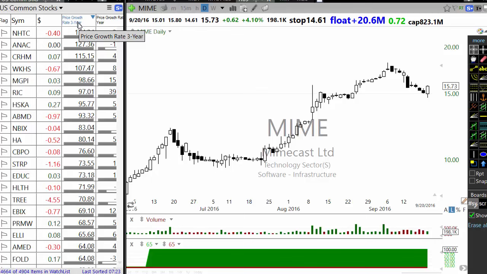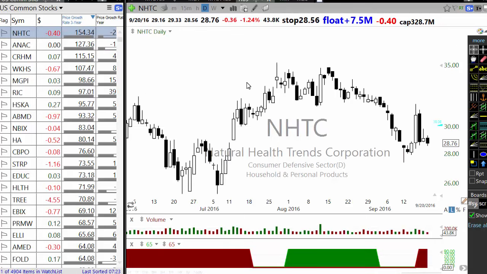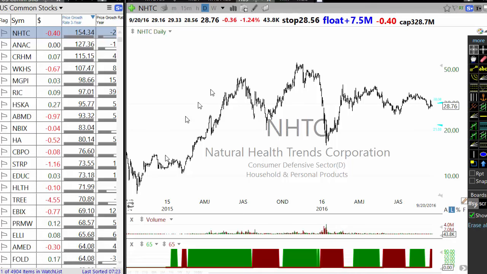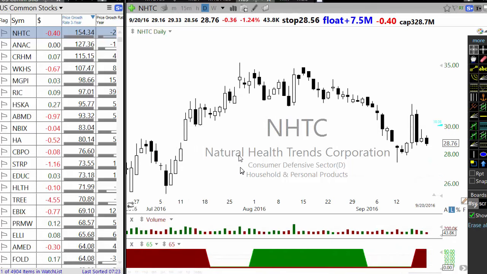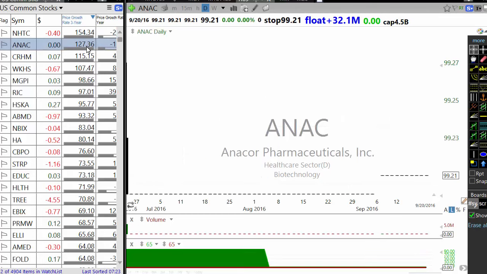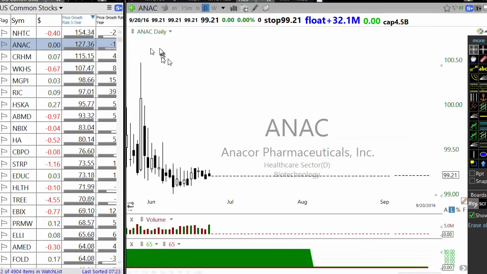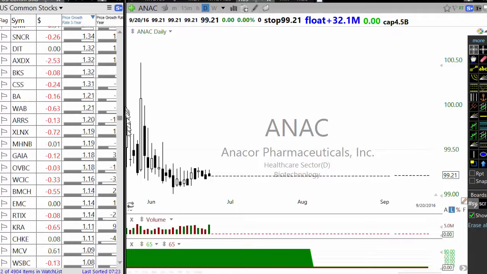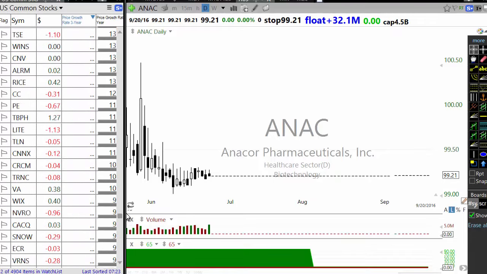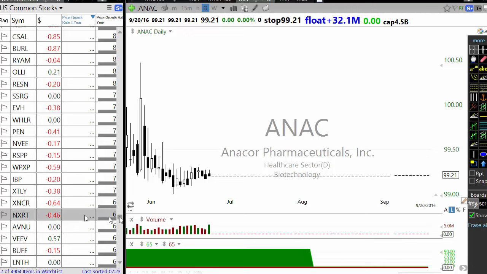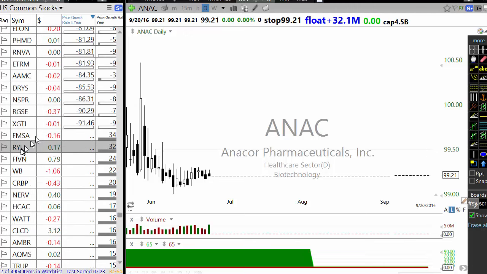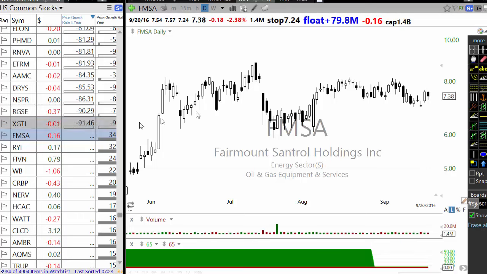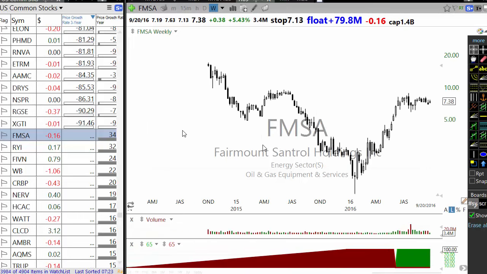Now in order to find price growth rate 3 years, where this is the stock which made the highest move in the last 3 years, you basically need 3 years of data. So any stock which doesn't have 3 years of data associated with it should show up as an IPO. If you go down and keep looking, you'll find that somewhere here, see here, this is a stock which, if you look at a weekly chart, has IPO'd in the last 3 years, so that's why it is showing up here.